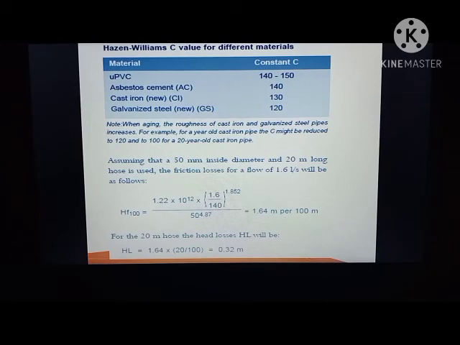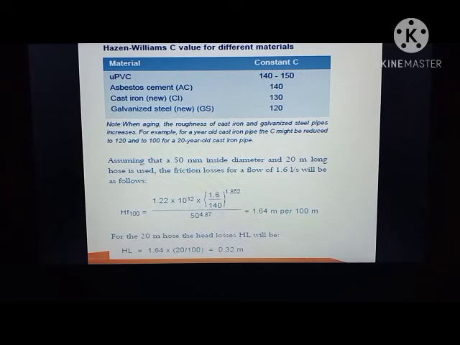Next is the C value of different materials and some examples we're going to solve. Material is PVC. We have the constant of 140 to 150. Asbestos cement of 140. Cast iron 130. Galvanized steel 120.